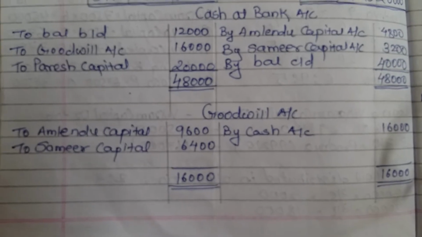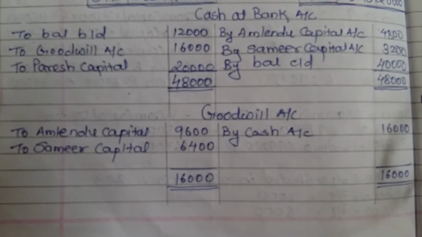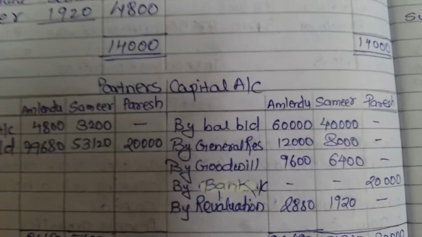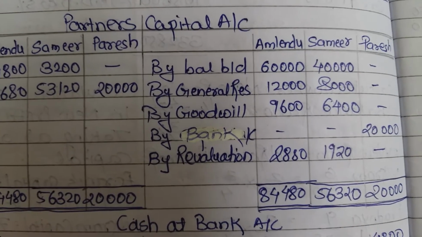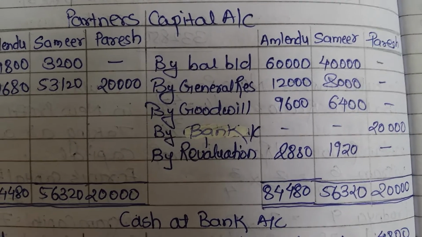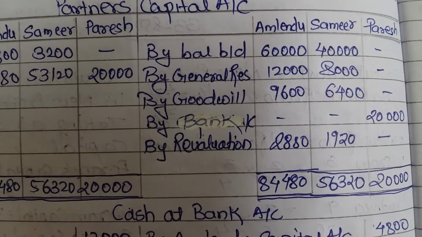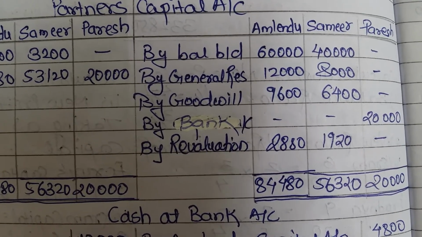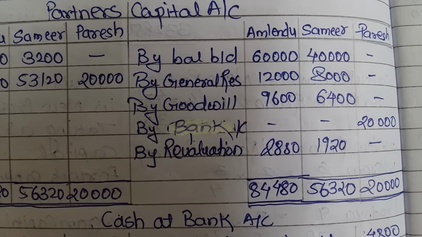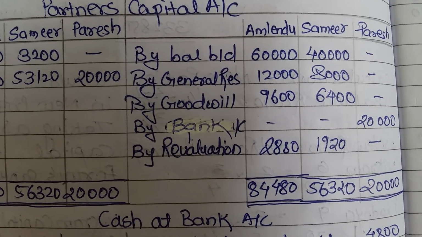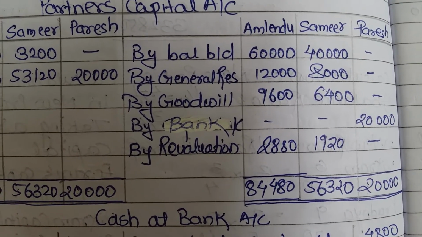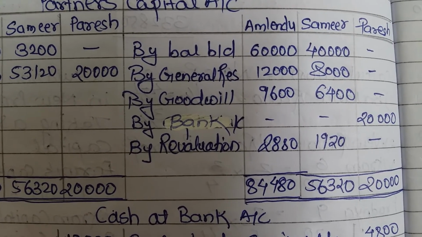See the students, now we will start solving the question. Before the first adjustment, as the general reserve is given in the question and it is 20,000, as per our steps, first we have to distribute this reserve to all partners. So the entry will be general reserve account debit to all partners' capital accounts. It is shown on the partners' capital credit side by general reserve in 3:2 ratio. It means 20,000 divided in 3:2 ratio: Almendo 12,000 and Samir 8,000.